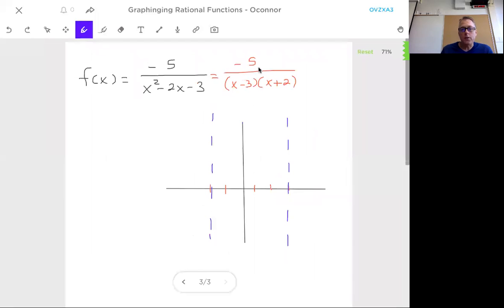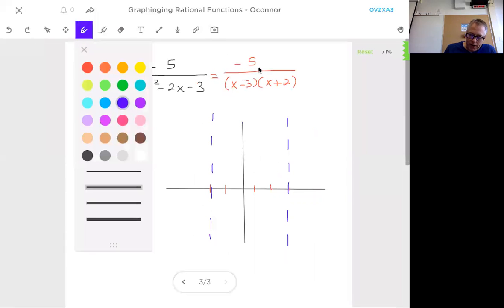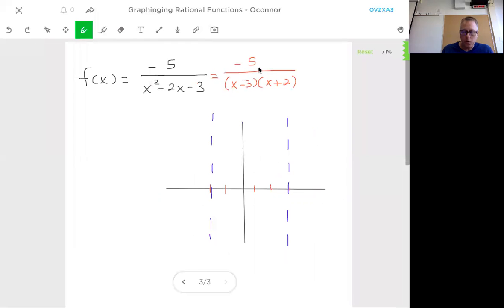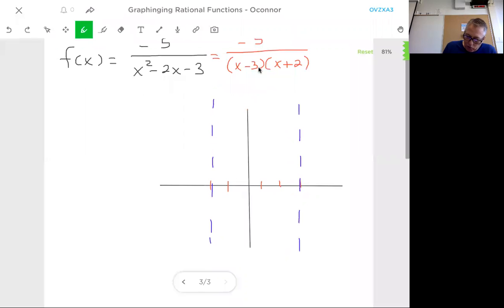Now, for our horizontal asymptote, that's whether it's top heavy, bottom heavy, or equal. Well, the degree of the bottom is second degree because it's x squared. And there are no x's on top. So that actually counts as a 0 degree. Think of it as like negative 5x to the 0. So if the top is 0 degree and the bottom is second degree, that makes it bottom heavy, which means y equals 0.